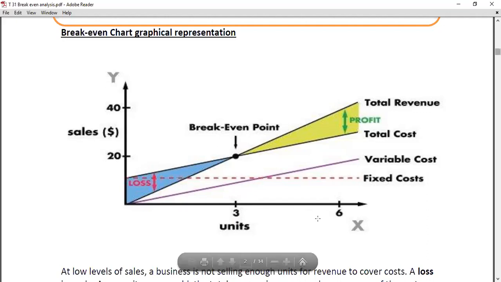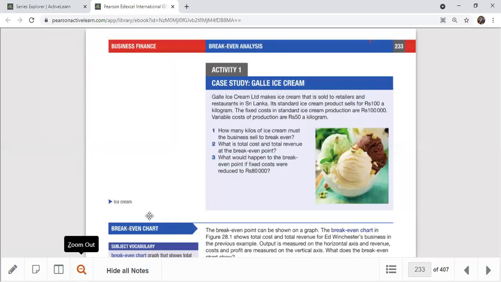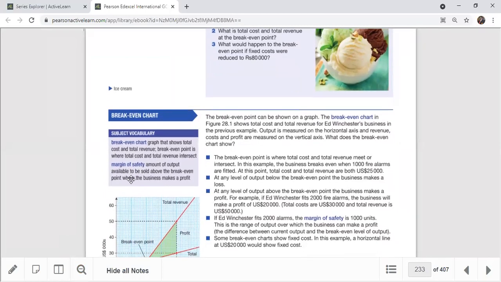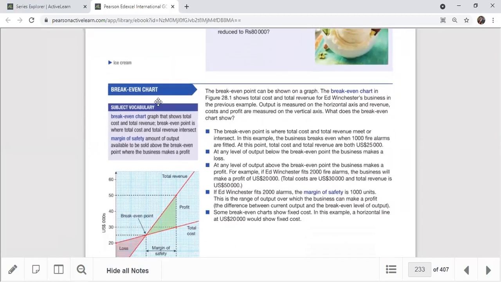So the break-even chart definition, everything you'll see in the textbook also. We can see the same thing. Write down the break-even chart definition. Here we go. A break-even chart is a graph that shows total costs and total revenue. So the break-even point is where total cost and total revenue intersect. Right, so this is a break-even graph.